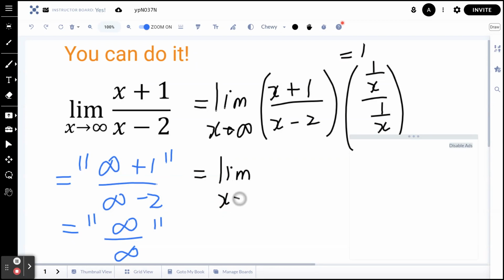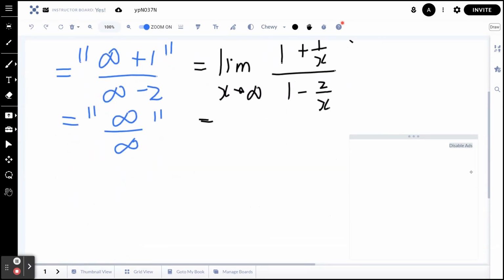What happens is this equals the limit as x is approaching infinity. When you expand this, x times 1 over x is 1, plus 1 over x. When you look at the denominator, x times 1 over x is 1, minus 2 over x. Now, what happens is you can plug it in. So this equals 1 plus 1 over infinity divided by 1 minus 2 divided by infinity.